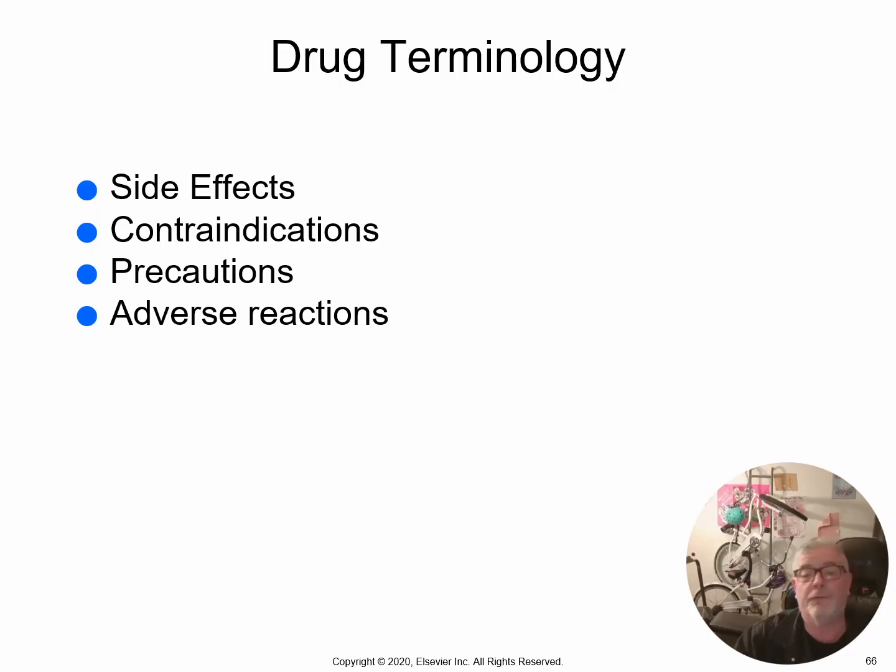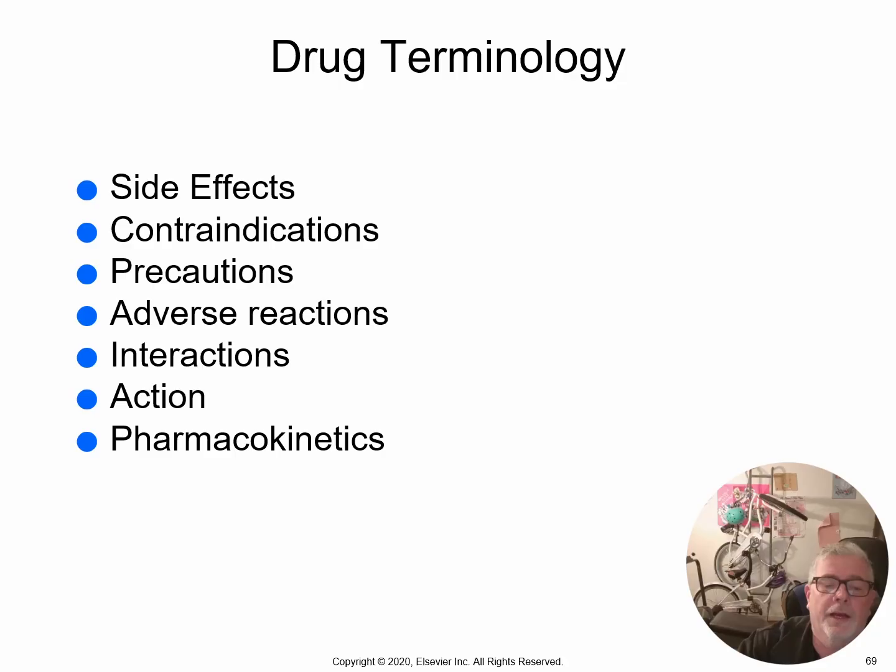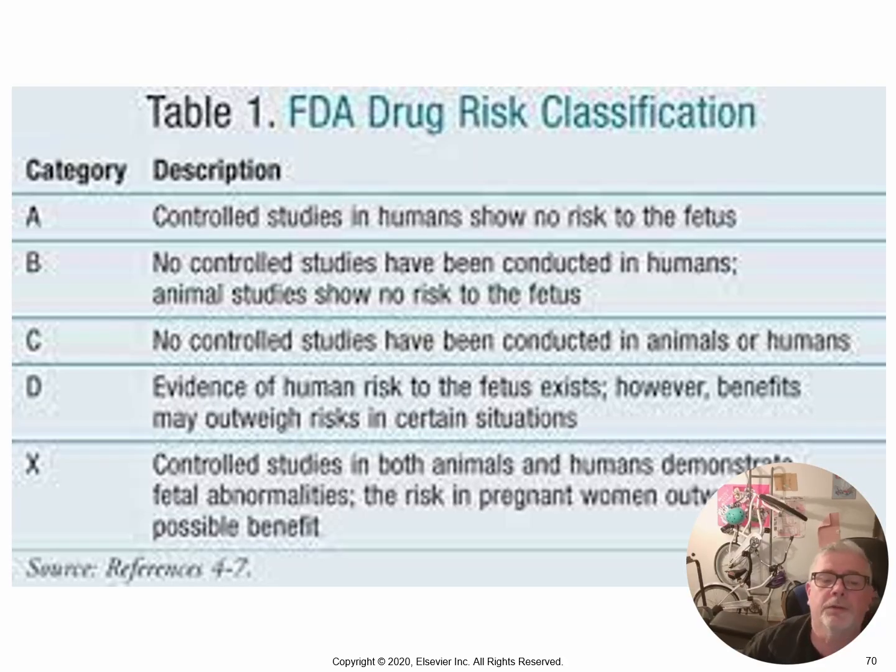We talked about adverse reactions. These are the intolerable side effects. And remember, we talked about interactions, how one drug can affect the actions of another. Action is how it works. Pharmacokinetics is how it gets distributed through the body.